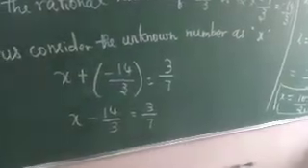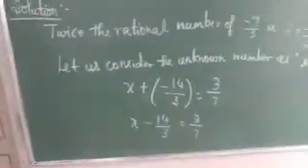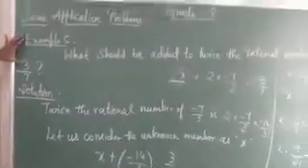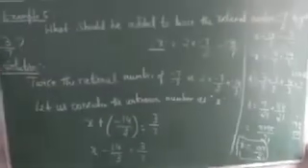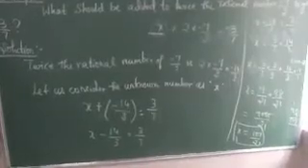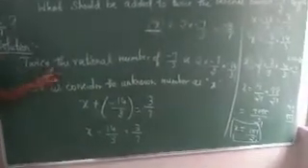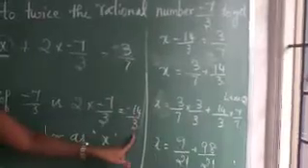So now up to this you understand. First you see: what should be added to twice the rational number minus 7 by 3 to get 3 by 7? Twice the rational number means I multiply the given rational number by 2. So 2 into minus 7 by 3. 2 sevens are 14, and put the minus sign: minus 14 by 3.